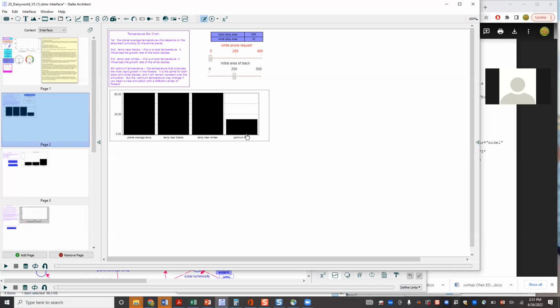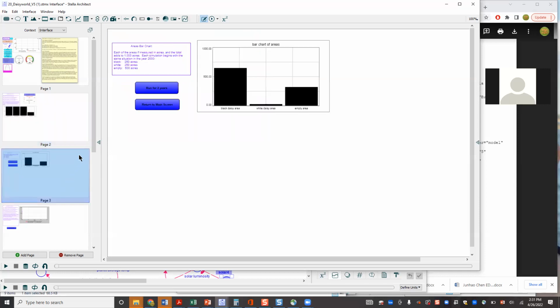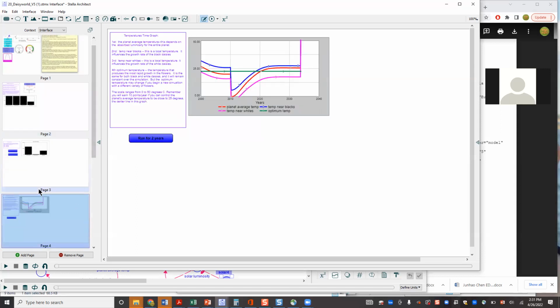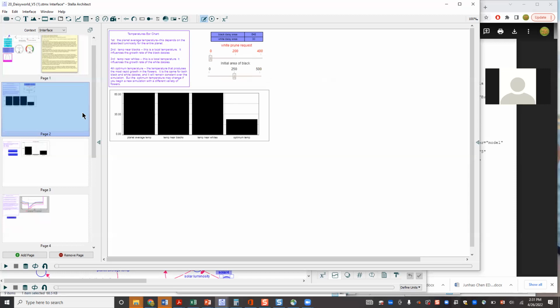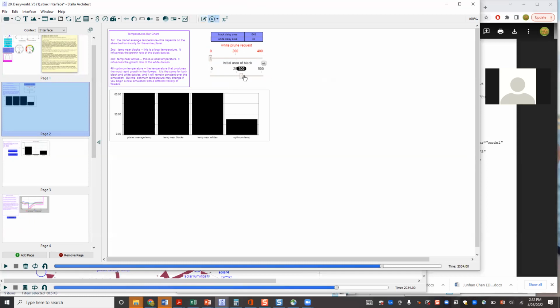You can prune the black ones, I think. No, I guess maybe I never added that in. Like I say, I was sort of midway through revising this. So you can only prune, you can change the initial black area. Yeah, like I say, I haven't completely rebuilt this model yet. I had to rebuild the interface because it was toasted when it shifted models.